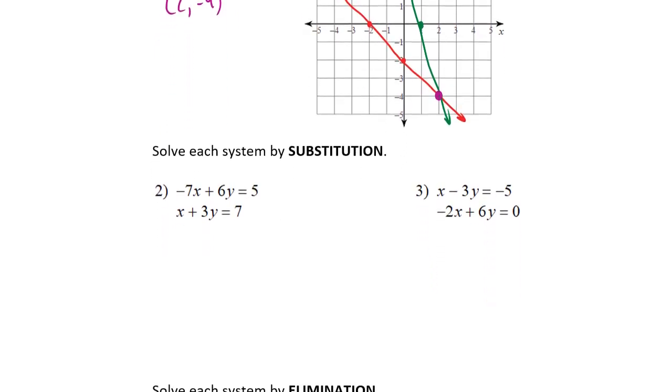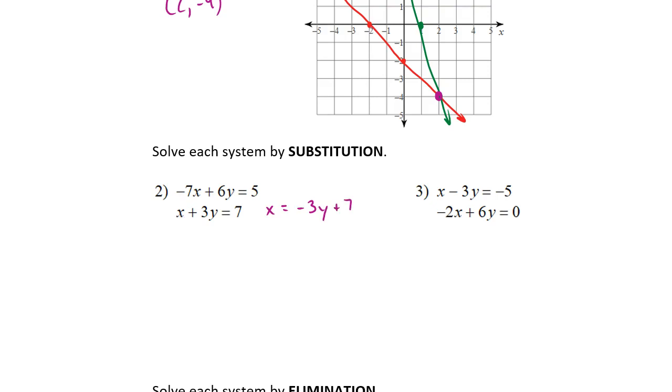Now for this next set, for 2 and 3, we're going to solve this by using substitution. Remember, with substitution, we're going to start by getting one of the variables by itself. So we're going to isolate one of the variables. I look at this first set of equations, and I see that it'd be easiest to solve for x here. So I'm going to do that by subtracting y from both sides. And I'm just going to write it like this. We'd have -3y and a +7.